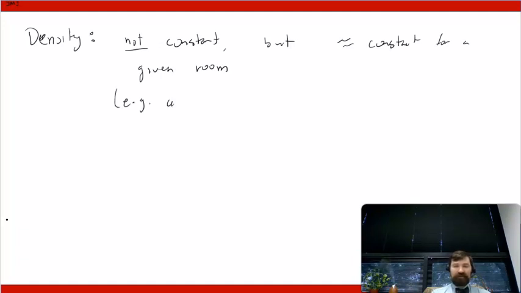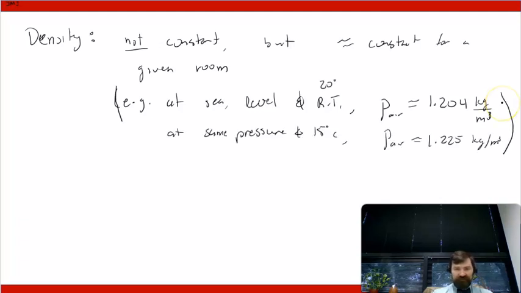So at sea level, at 20 degrees C, so sea level and room temperature, standard temperature and pressure, the density of air is about 1.204 kilograms per cubic meter. If you lower the temperature of the room by 5 degrees but keep the pressure the same, then the density will now be 1.225 kilograms per cubic meter. So there is a little bit of difference. This is on the order of 2-ish% difference between these two. So you have to be careful with that.